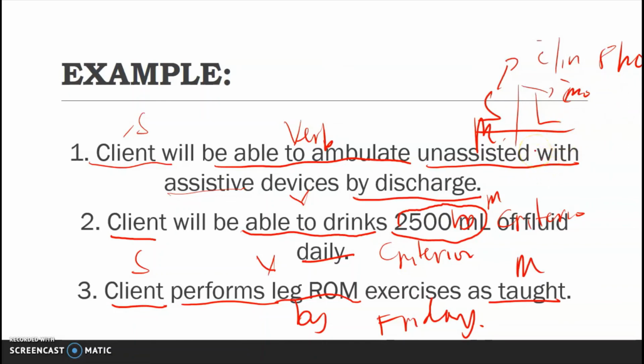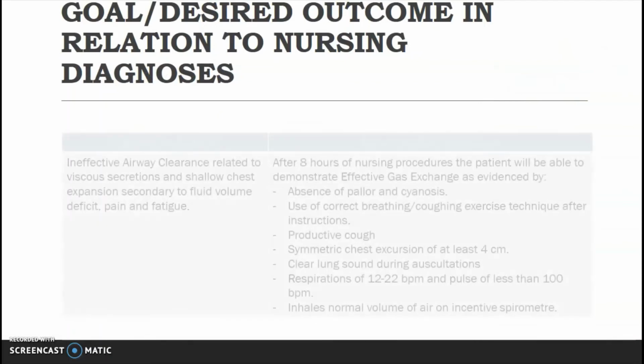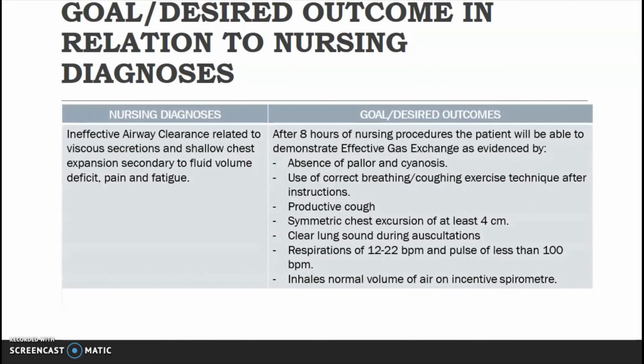So that is your nursing goal or desired outcome. Let us try to relate this with the nursing diagnosis. For example, the goal or desired outcome in relation to a nursing diagnosis. The nursing diagnosis is ineffective airway clearance related to viscous secretions and shallow chest expansion secondary to fluid volume deficit, pain, and fatigue. I got this from Fundamentals of Nursing.